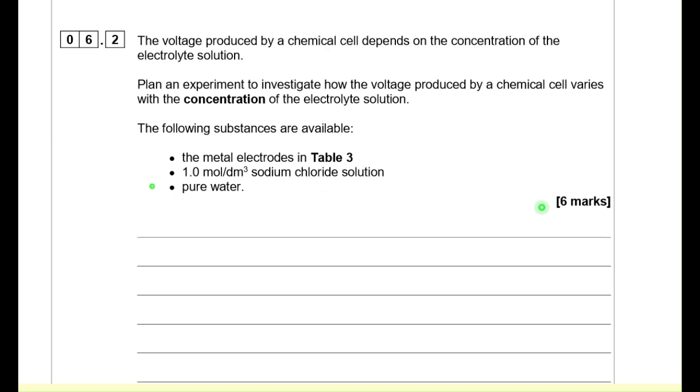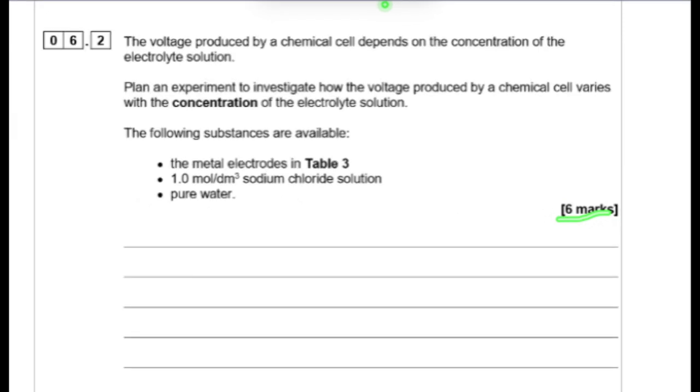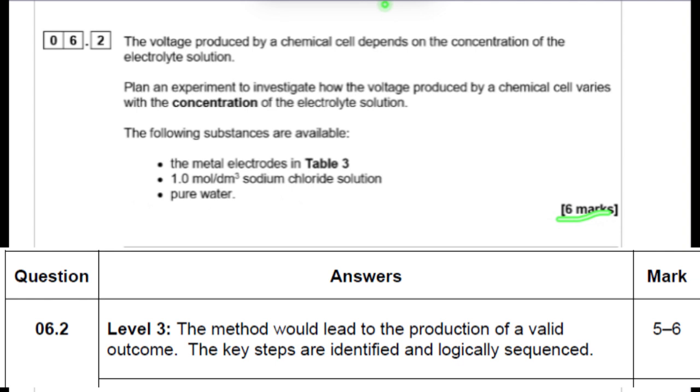is for 6 marks. Now this is a level marked answer, so it's one of our 6 markers, but it's not on a required practical. This is where you should be using some of those required practical skills. So in order to get 6 marks or 5, you need to get to level 3, and the method would lead to production of a valid outcome, and that means controlling variables, key steps identified, so you need to get everything in, and logically sequenced in the right order.